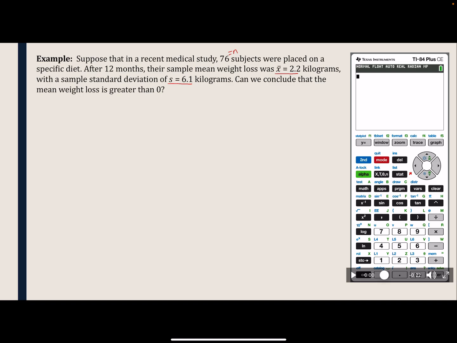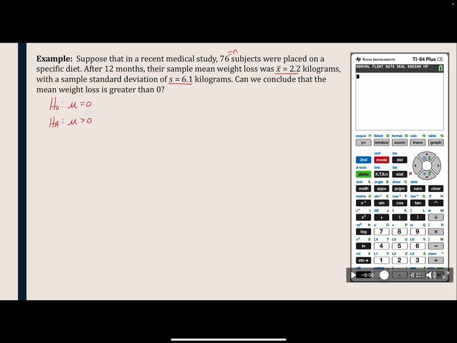So the null hypothesis is that nothing has changed. There's been no weight loss. So we would say that the mean weight loss equals 0. But the alternative is that the mean weight loss is greater than 0.